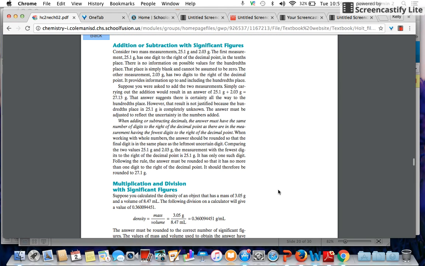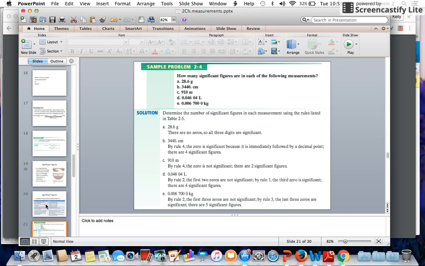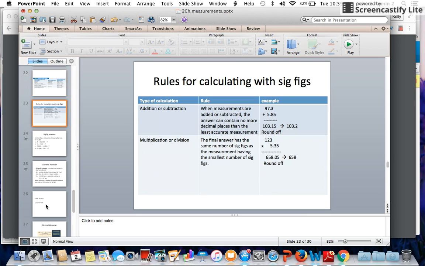Okay, now when you have these measurements and you have to add them or subtract them or multiply and divide them, there's some rules that you need to know for your answer. Your answer you have to round up or round down. And they're not as complicated as the sig fig rules, so it shouldn't take you too long to get them. All right, there's some more practice. I think we did that when we looked at the textbook and the rules.